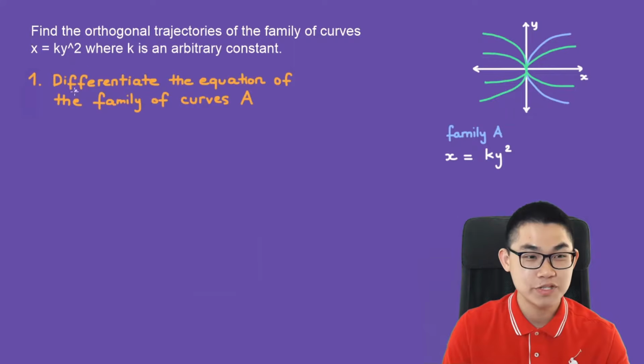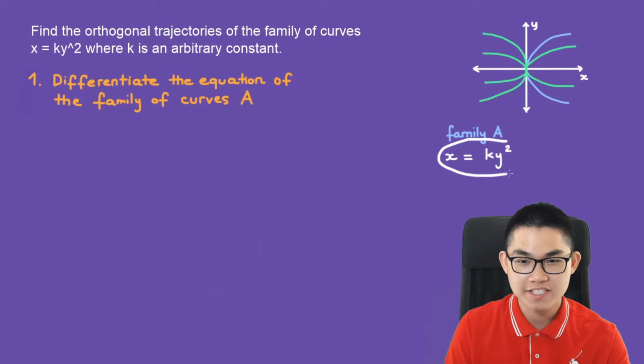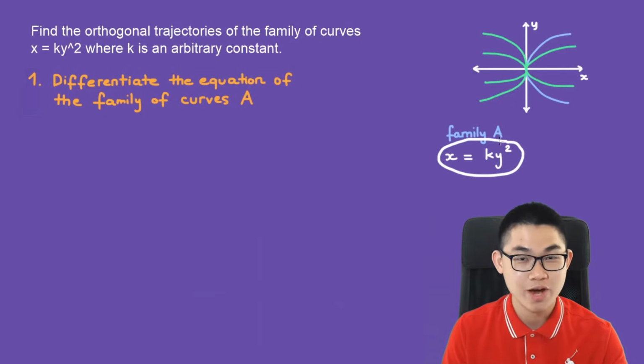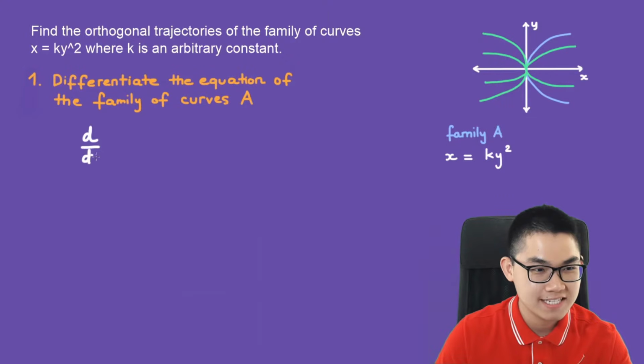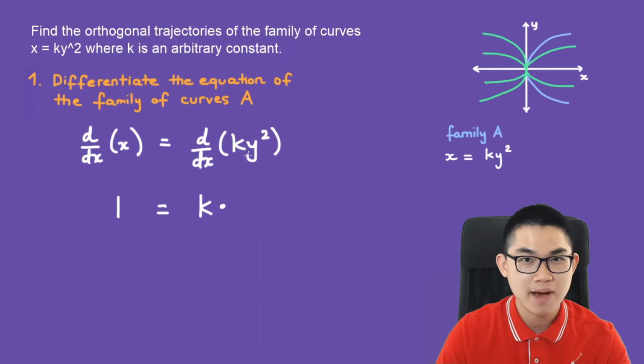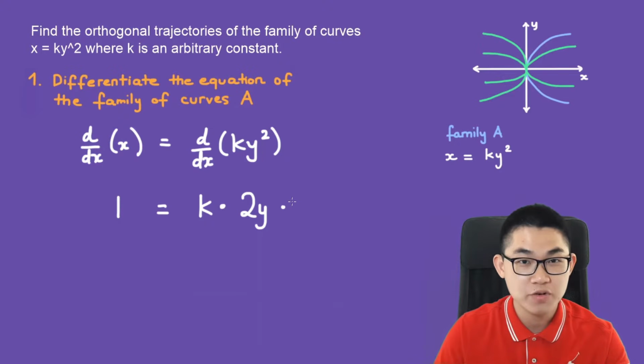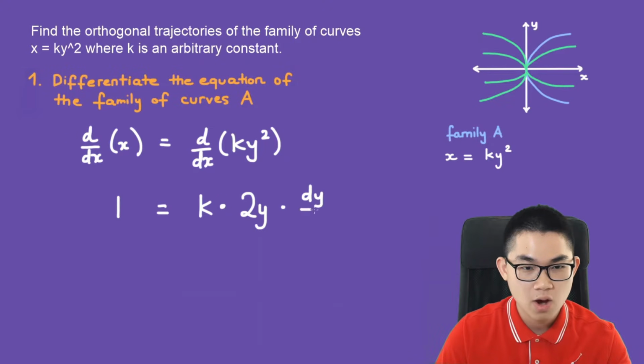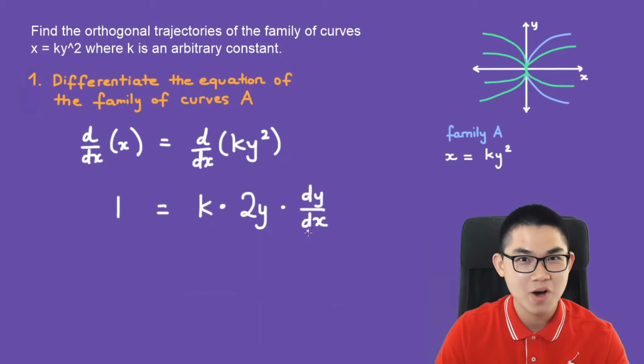The first step is to differentiate the equation of the family of curves A. So basically we just want to differentiate this equation with respect to x, and let me show you how to do that. We have d over dx of x is equal to d over dx of k times y squared. On the left side, we just have 1, and on the right side, we have k times the derivative of y to the power of 2. Well, it's going to be 2 times y, and then because of the chain rule, we also multiply by dy over dx. So basically, whenever you have a y, just multiply it by dy over dx.